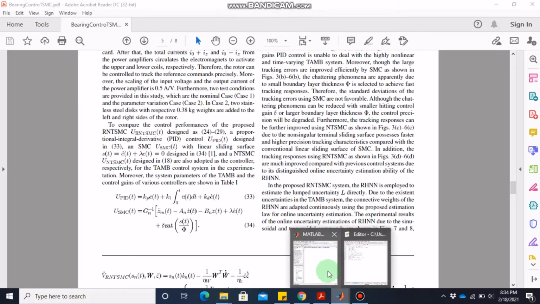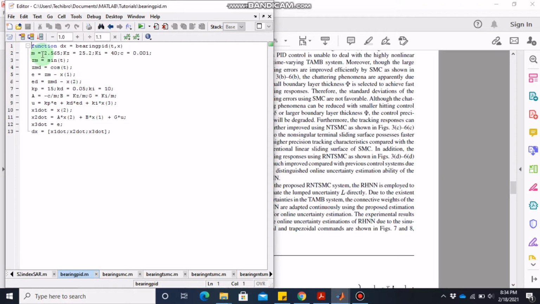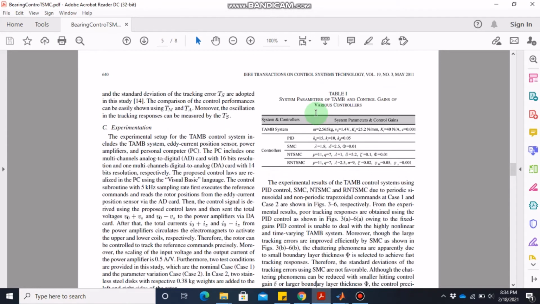If I go to the MATLAB, these are the parameters: m, the mass, kz, ki, C. These are the constants for the system which are given in the paper here. So mass, value of mass, this voltage we are not going to use because we are not doing experiments on the real system. We just need the control force U. So for that we need Kz, Ki and this small c here.